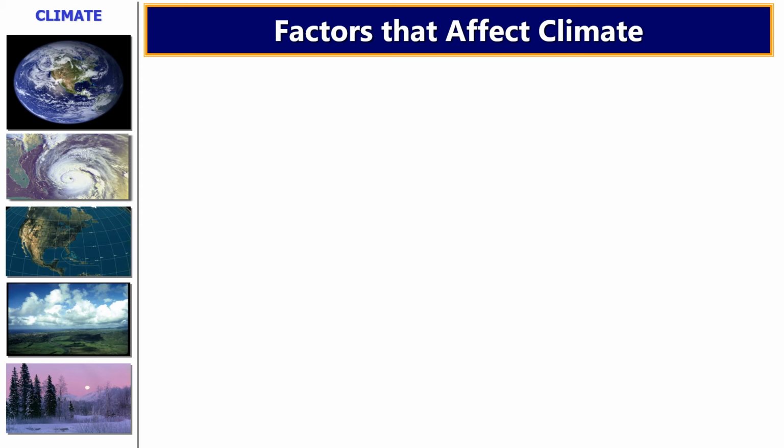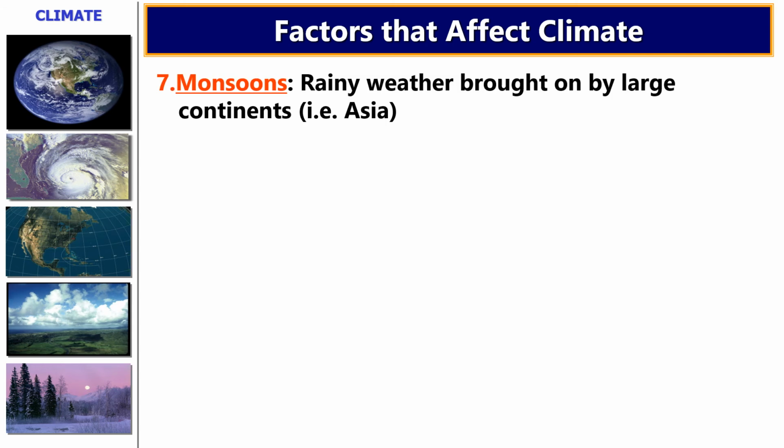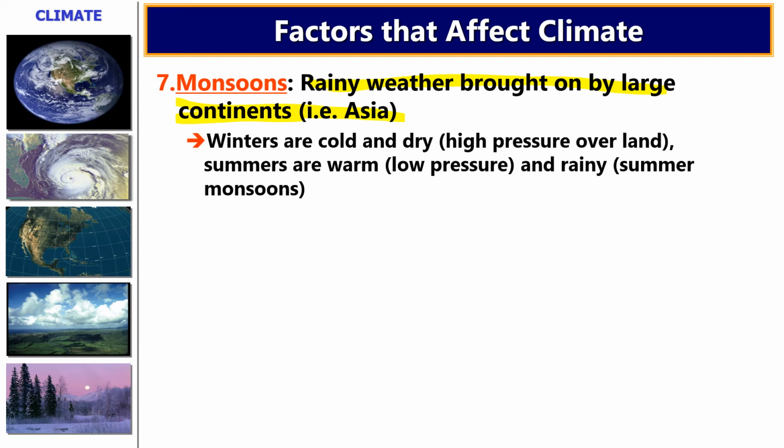Now, more factors that affect climate. Monsoons. So monsoons are rainy weather brought on by large continents. So the fact that continents are where they are actually can change your weather, crazy enough. And basically your winters are cold and dry, so you have high pressure systems there, but your summers are warm and rainy. You have low pressure. So areas near coastlines like India actually have a rainy season where all their precipitation falls in a matter of weeks or just a month of time.